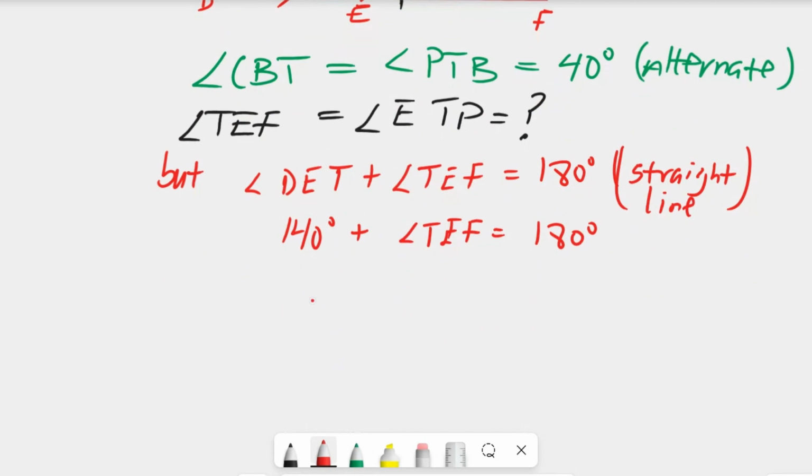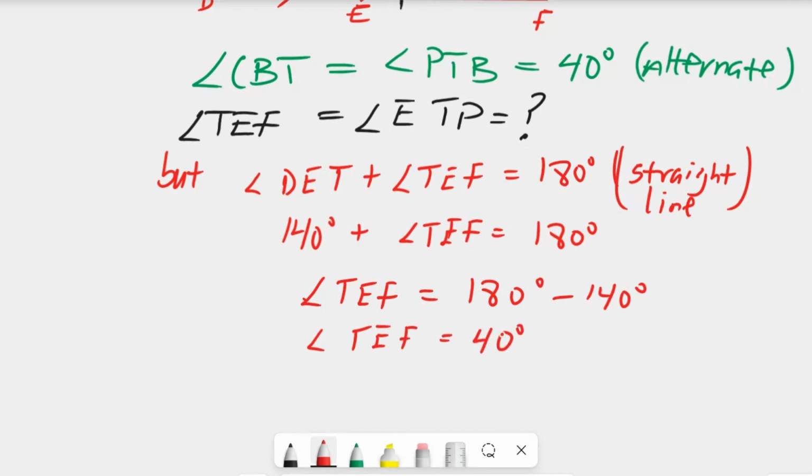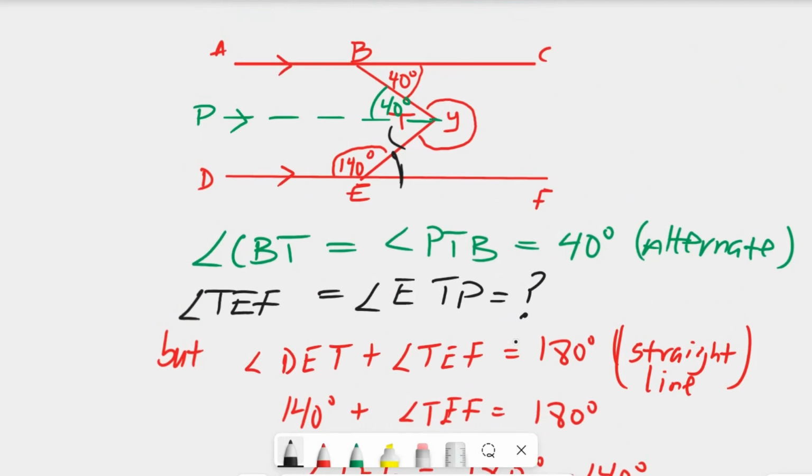So simply, we just subtract 140 from both sides. So that's going to give me angle TEF being equal to 180 degrees minus 140 degrees. So angle TEF is equal to 40 degrees. So that means this angle is 40, and it alternates with this angle. So here too is going to be 40. Okay, so these are the angles.